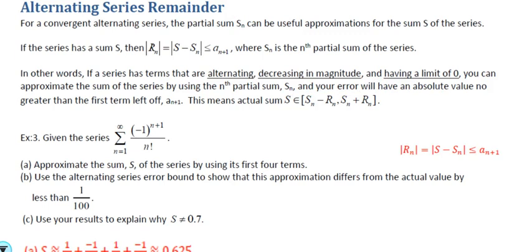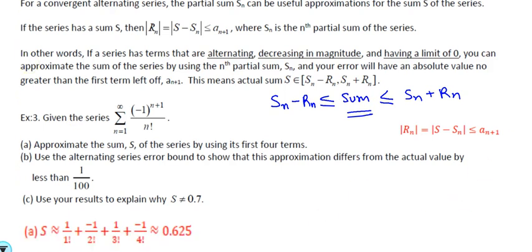So the actual sum will be the partial sum minus the error to the partial sum plus the error. That's what the actual sum is, plus or minus. And that's the inequality. Many times they ask you to find the interval where my actual answer will be. So this is all about approximation and it's all about remainder. Let's take a look at one example which is on your page number 14.